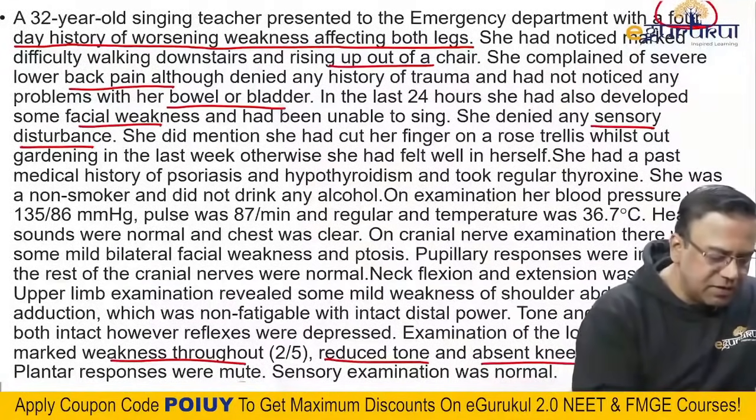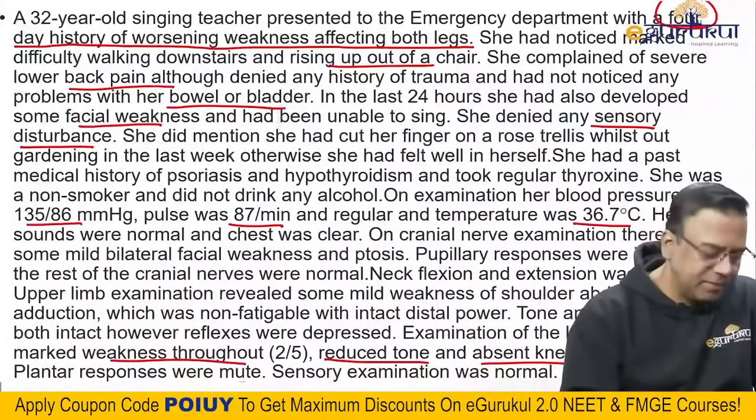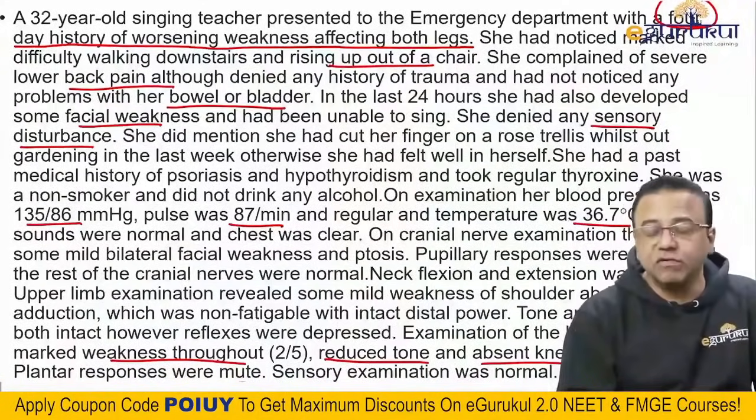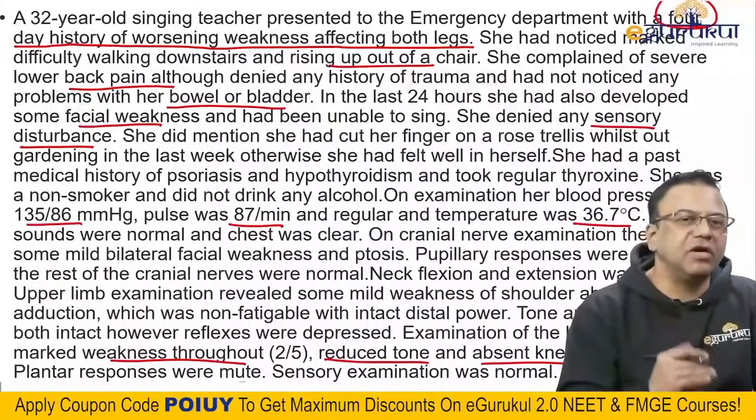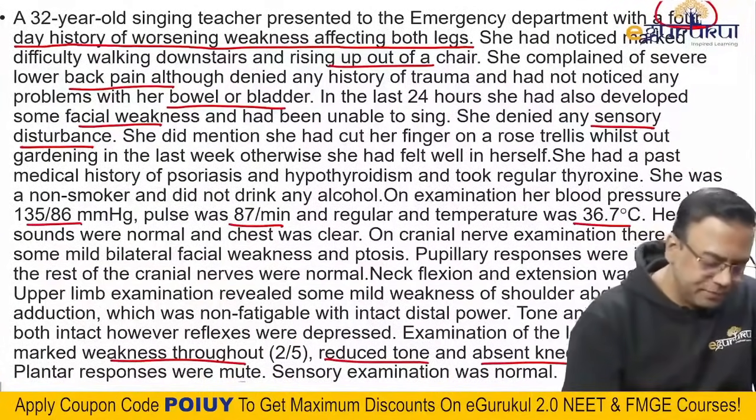She had a past medical history of psoriasis, fine. On examination, her BP was fine, pulse is 87, temperature is 36. So she does have some BP on the higher side. But you do know autonomic dysfunction is a known feature for patients with GBS, and they can have fluctuating blood pressure, sometimes hypertension, sometimes BP on the lower side, possible. Heart rate, heart sounds, chest clear.